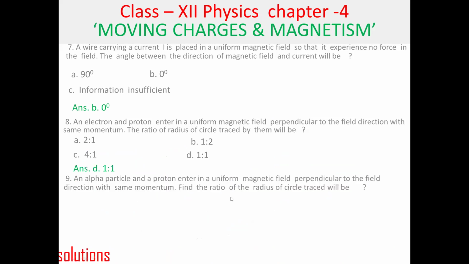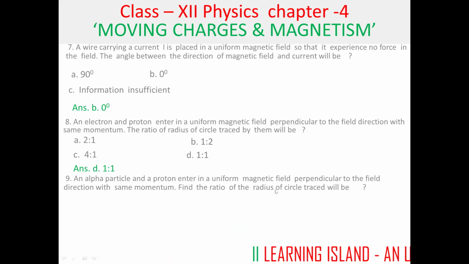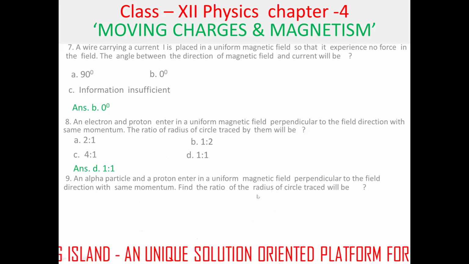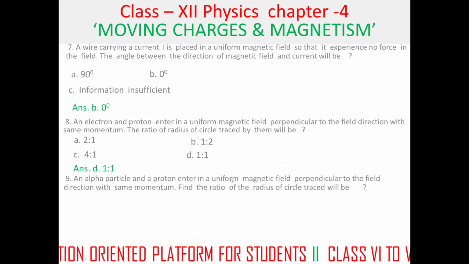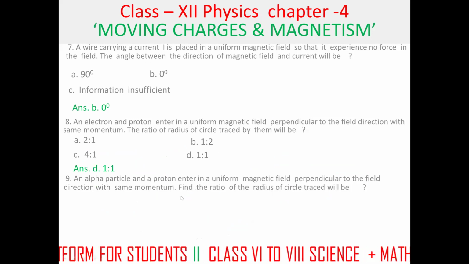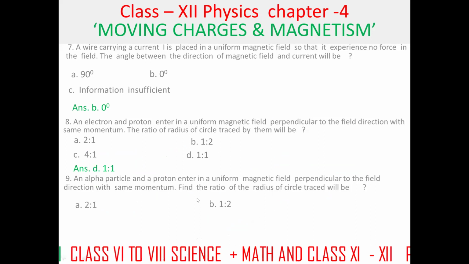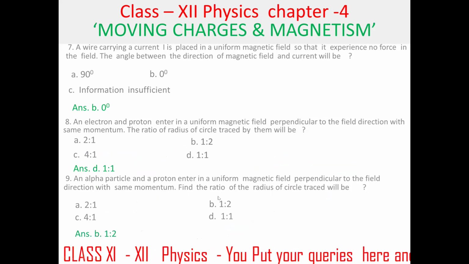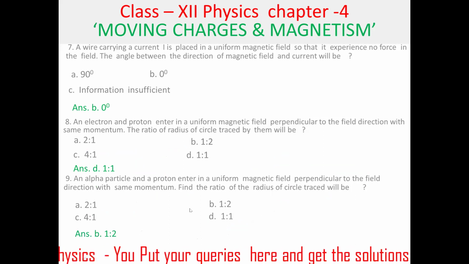Next question. An alpha particle and a proton enter a uniform magnetic field perpendicular to the field direction with the same momentum. Find the ratio of the radii of the circles traced. This question is similar to these questions, so I hope you will be able to answer these questions. Let us repeat the descriptions. This is the answer, okay?